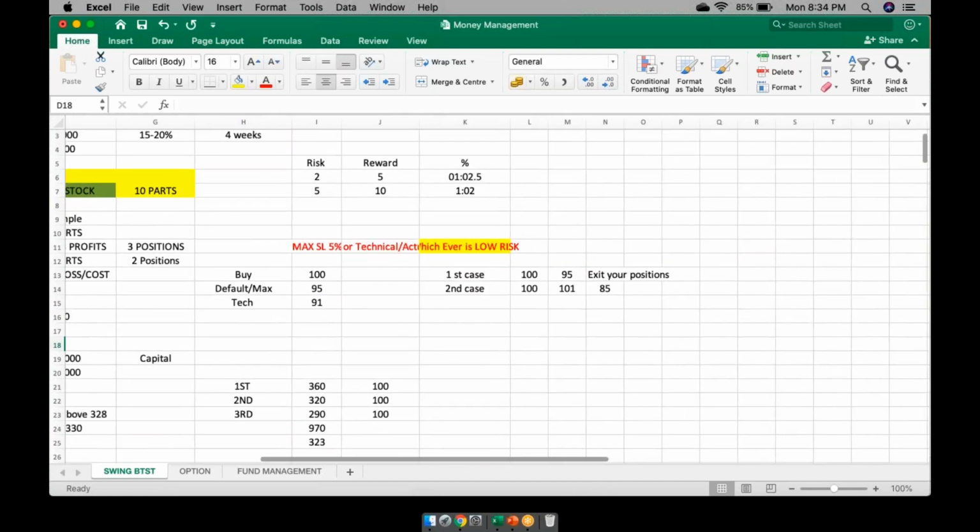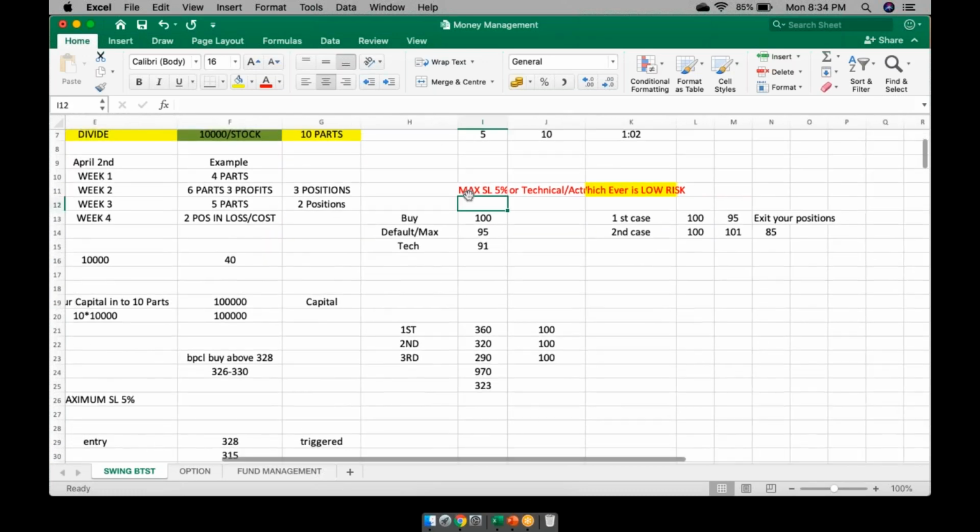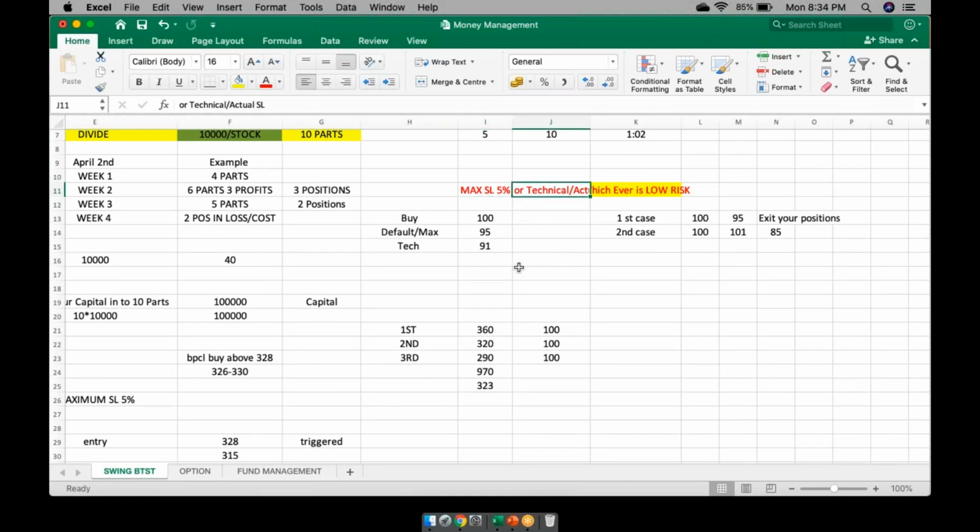So let me see if anything is left out. Okay, maximum stop loss. Has anyone seen what is the maximum stop loss which has been given in Stock Phoenix channel? The default stop loss is 5%. So that is the maximum stop loss, or called default stop loss, for a delivery trade.